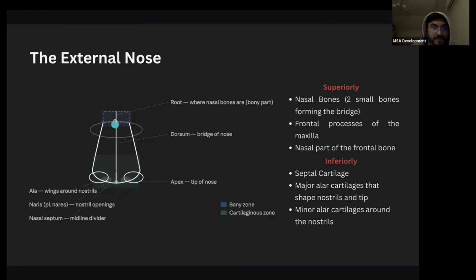And this is going to be your nasal septum right here, okay? And then a part of the nasal septum is going to be cartilaginous, and then the other part is going to be bony. So here you'll have the dorsum, which is going to be the bridge of your nose, and this is going to be the root where the nasal bones are. The bony part. So superiorly, right here, you'll have the nasal bones, okay? You'll also have frontal processes of the maxilla. And inferiorly, we have the septal cartilage, as I mentioned, the alar cartilages as well, and the nares, okay? Very straightforward and clear.